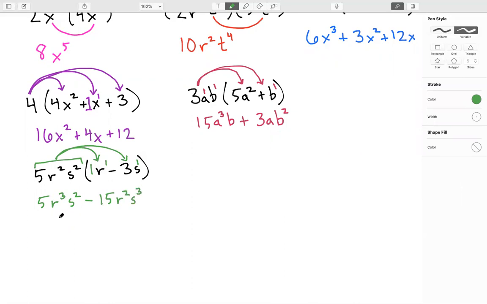Now question, can we combine this together? And the answer is no, because it's not exactly the same. Why? Because the variables are not exactly the same. We have an r to the third here and an r to the second here. We have an s to the second here and an s to the third here. It has to be exactly the same for us to be able to add or subtract these coefficients.